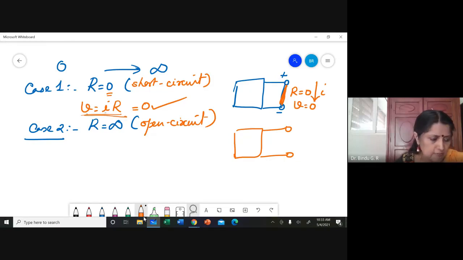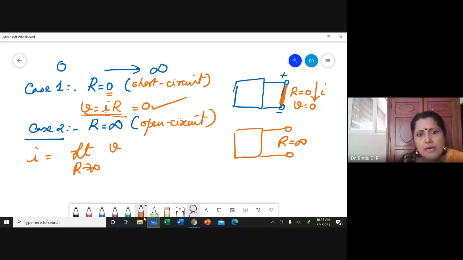So you cannot use this equation to find the voltage there, because R is infinity here. So what will you do? You will find the value of current. Obviously, you know what the value would be: limit R tending to infinity, V by R is 0. So no current. So this is also easy.